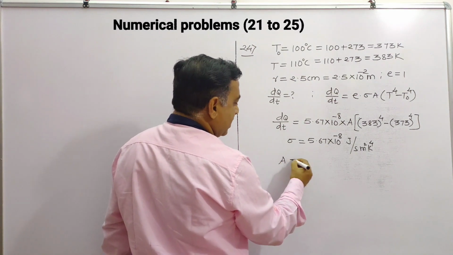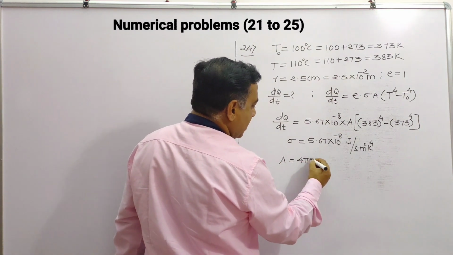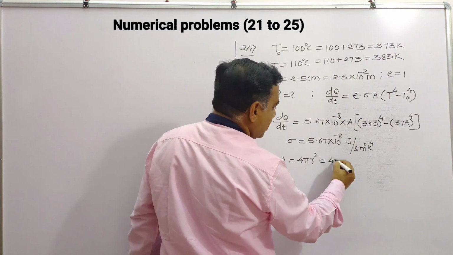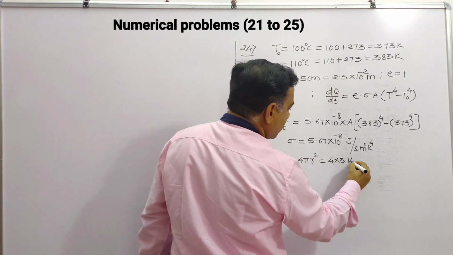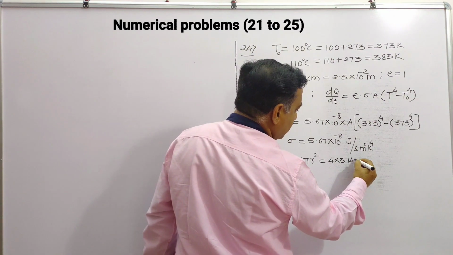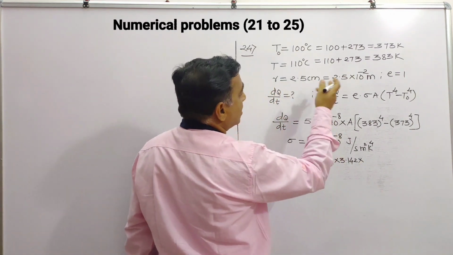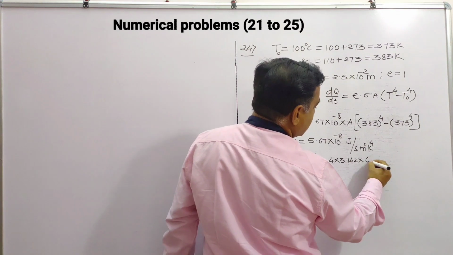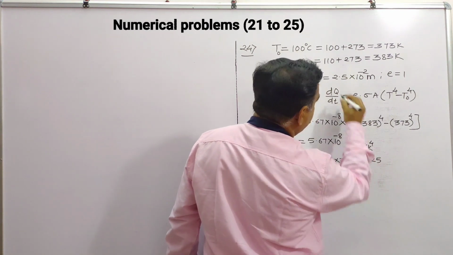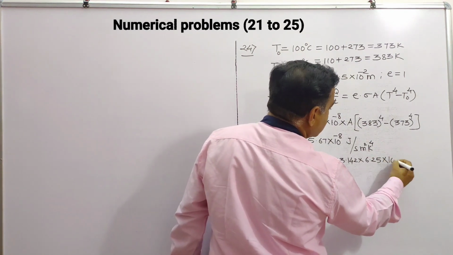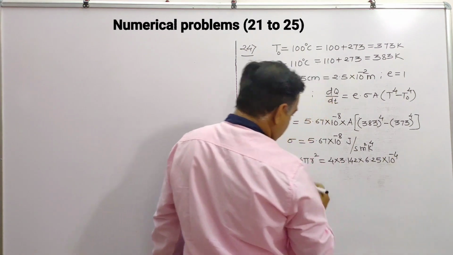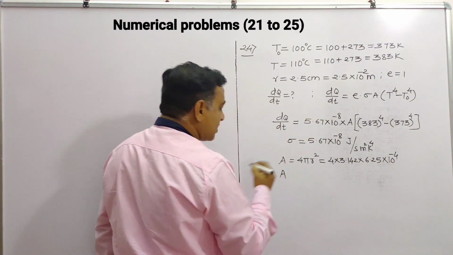What about the area? Area is equal to 4 pi r squared. 4 into 3.14 into r squared. R squared means here the square of 2.5, which is 6.25 into 10 raised to power minus 4. After solving this we are about to get the answer.